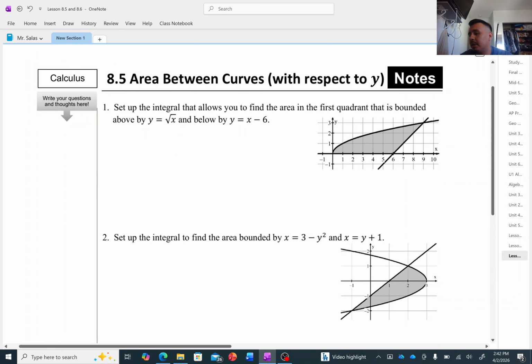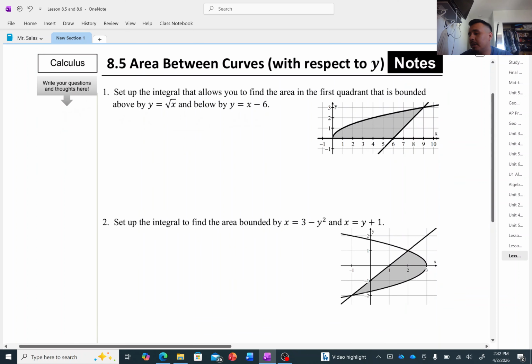Let's get straight to it. Set up the integral that allows you to find the area in the first quadrant that is bounded above by y equals square root of x and below by y equals x minus 6. So it's literally the same thing we did in the previous lesson, but now we're doing it with respect to y. So for this, I want to make sure that everything is in terms of x.